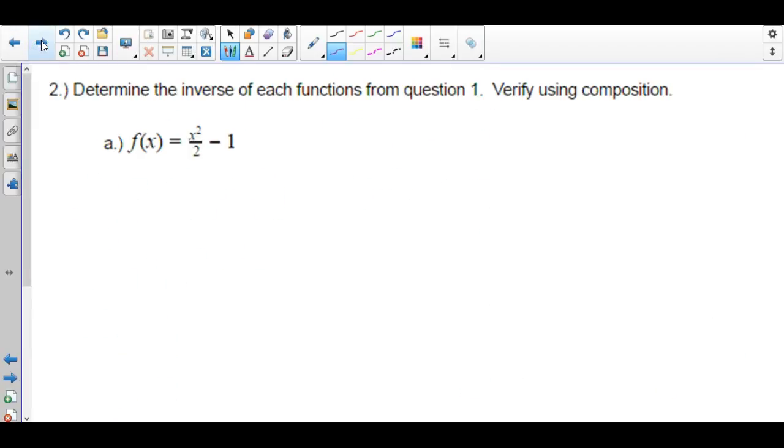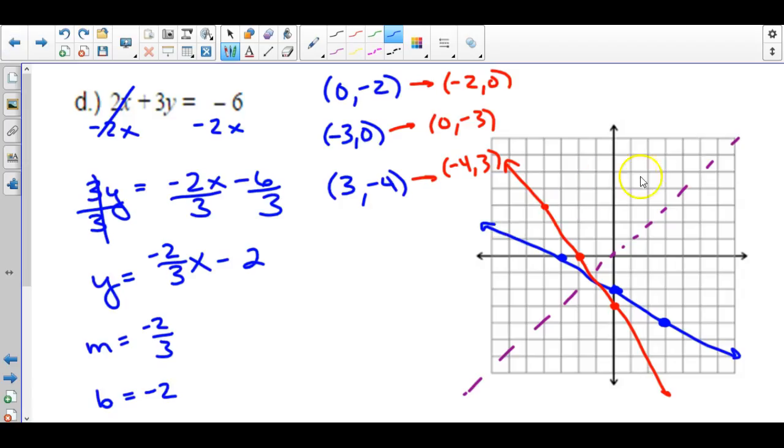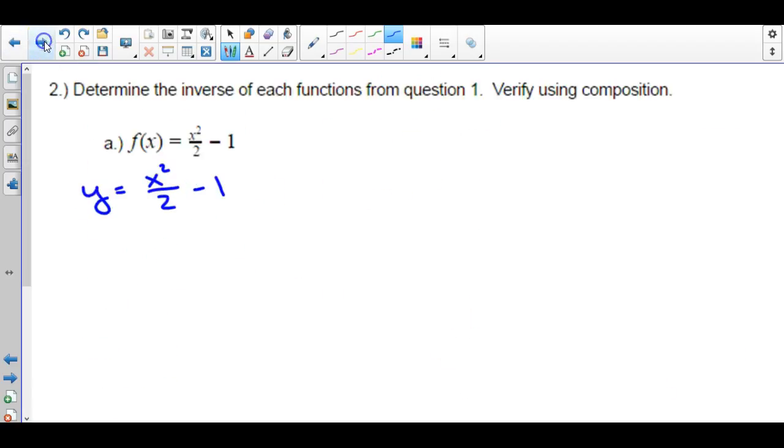Now I'm going to determine the inverse of each of those functions and verify using composition. What that means I'm going to first do is switch my f of x to y equals x squared over 2 minus 1. And then by definition, since an inverse function is basically a reflection over this purple line y equals x, I'm going to switch my x and y values.